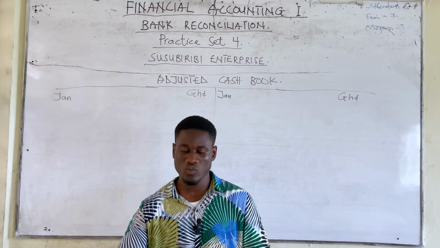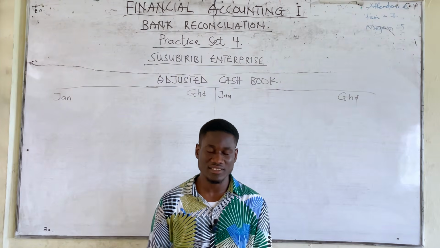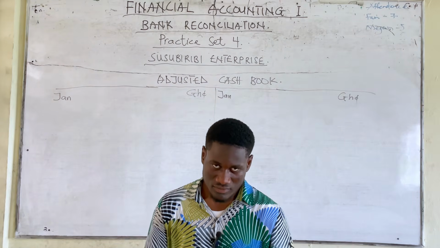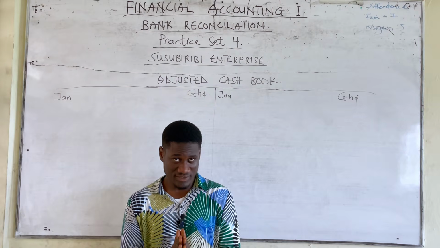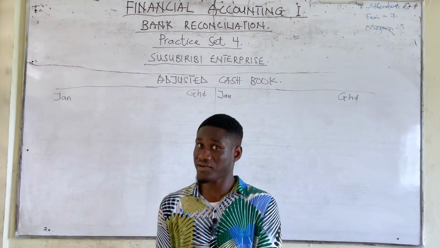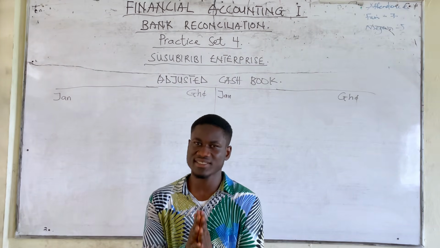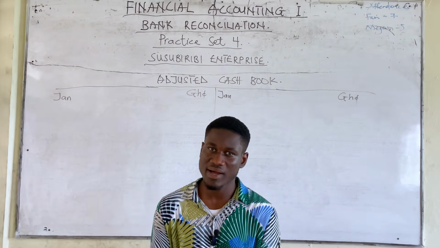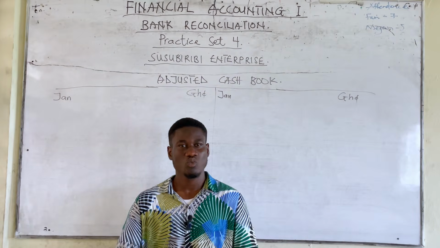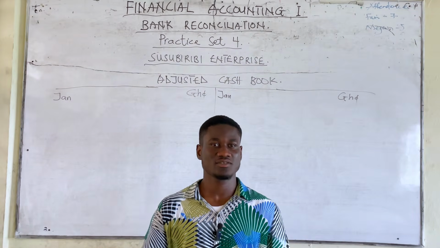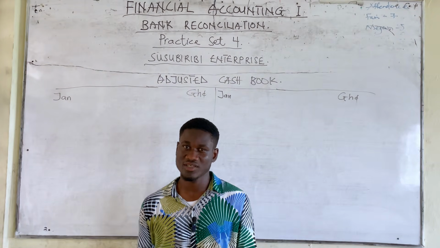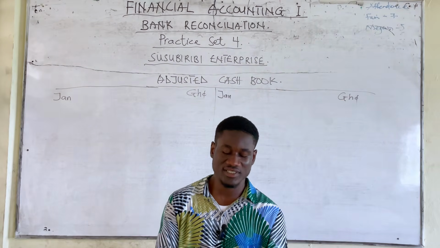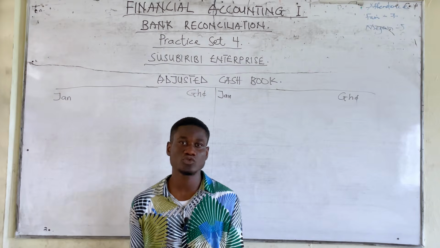Good. So with this question, what you have to note is that when the bank is debiting, we are crediting. When we are crediting, the bank is debiting. When we are debiting, the bank is crediting. When the bank is crediting, we are debiting. Do you get what I said? Good. So if you know this, the question is okay for you, you are good to go.